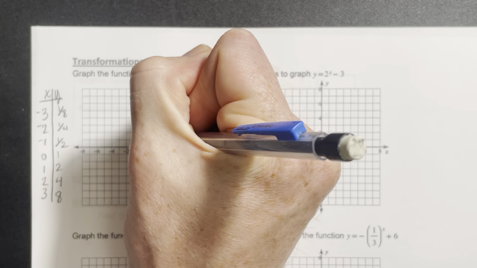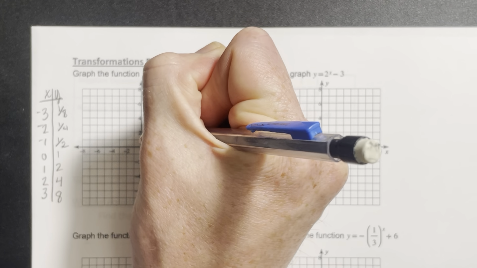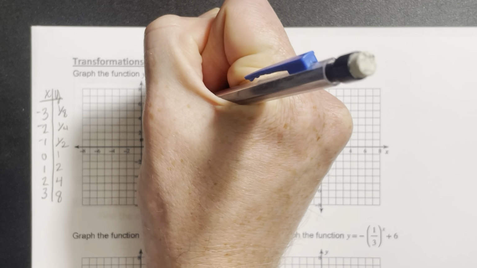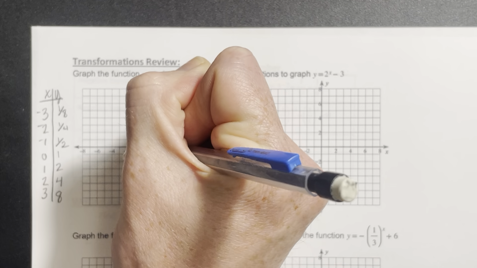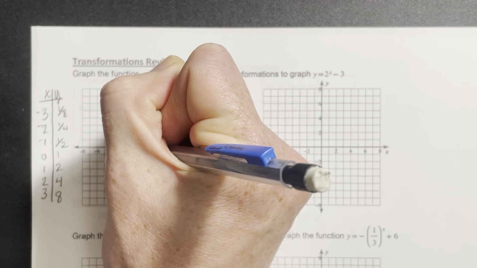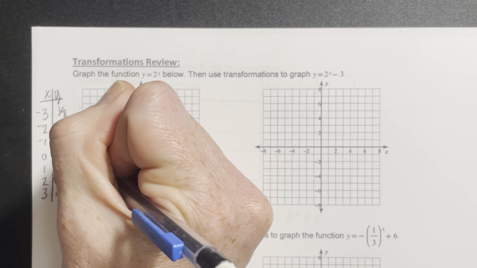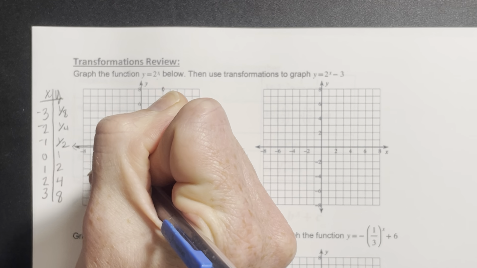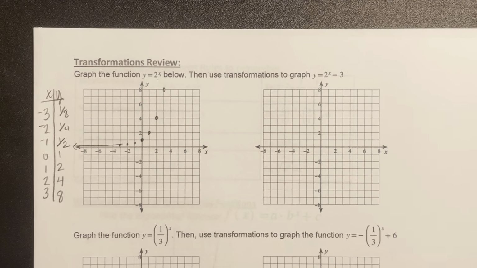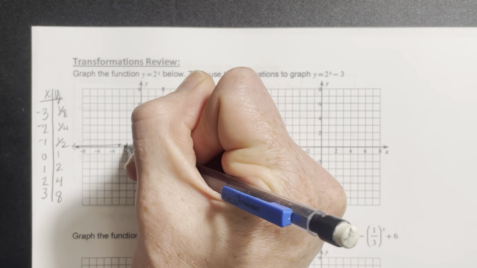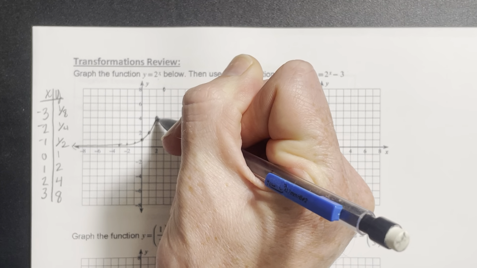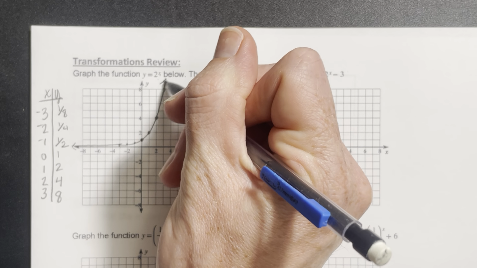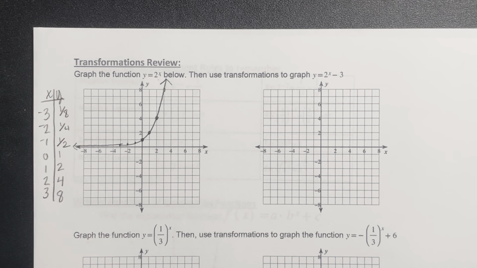So if I graphed this, we would have a graph that looks something like this. It is slowly increasing in the very beginning. It's very close to 0 on the left side of the graph, and then it starts to increase quickly, like an exponential growth, as we would expect.